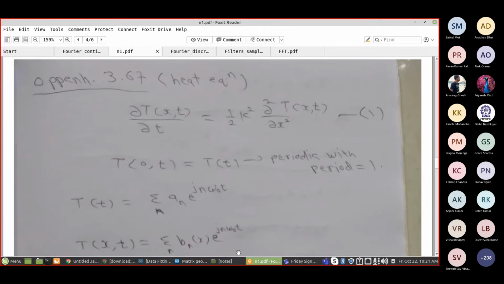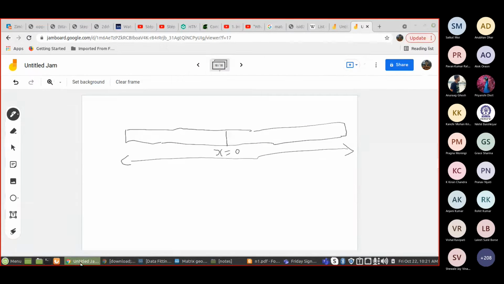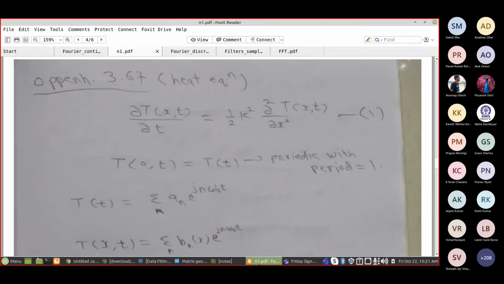So in position it is not periodic, but in time it is periodic. My temperature profile keeps repeating itself in time. And the period is given to be 1. And I want to solve this PDE. So this is my initial condition, and this is my linear partial differential equation. This is Oppenheim 3.67, and we want to solve this partial differential equation.